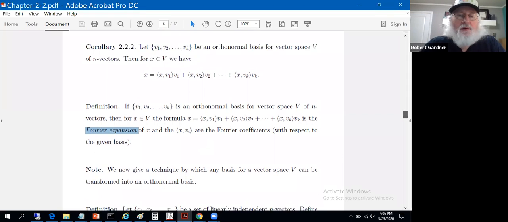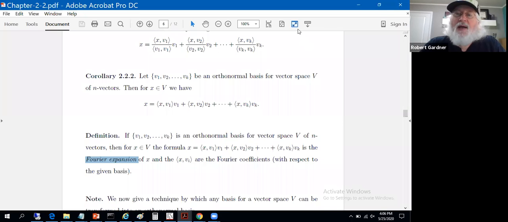All right, so let's call it quits there. Come back here shortly and deal with the Gram-Schmidt process and the creation of orthonormal bases for a given vector space.